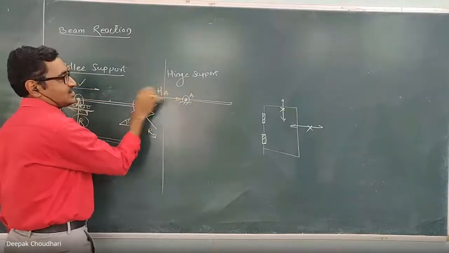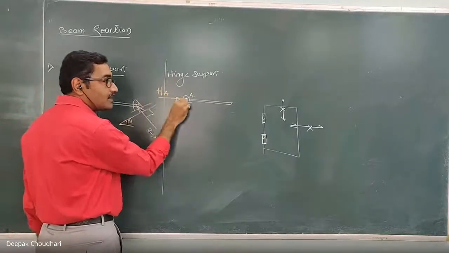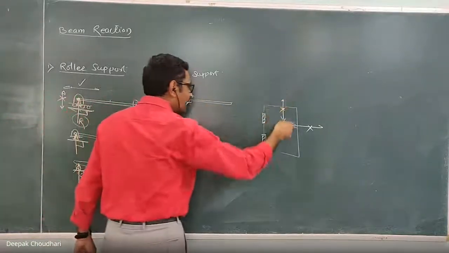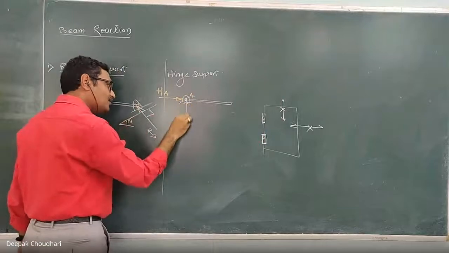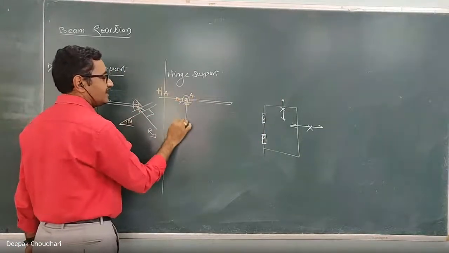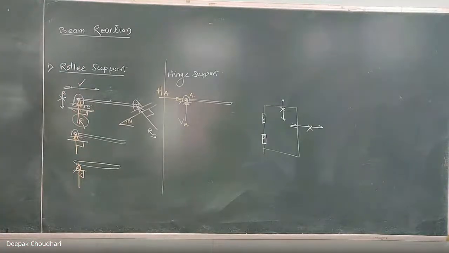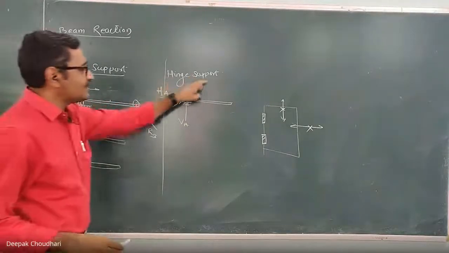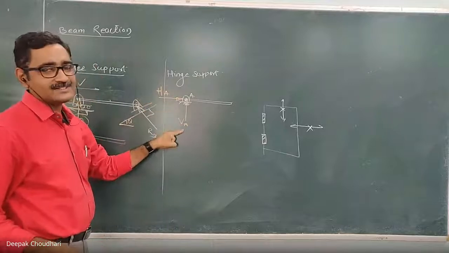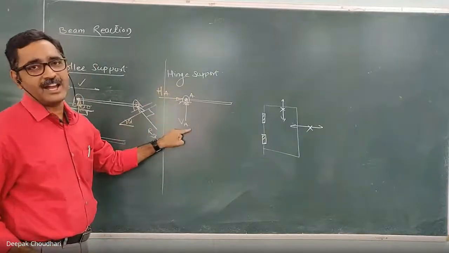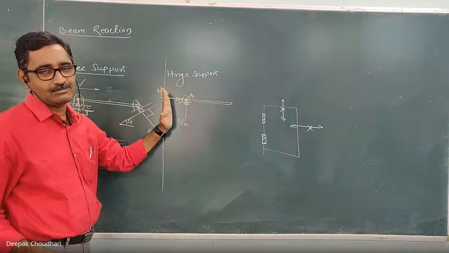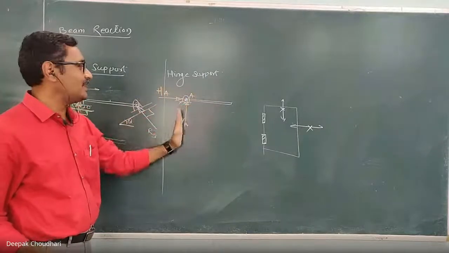Let us denote it as HA. H stands for the horizontal component. And since vertical motion is restricted, the reaction shall be a force in the vertical direction. This is the vertical component of the reactive force at point A. Okay, so at the hinge support, these are the two unknowns: the magnitudes of HA and VA. The directions of HA and VA are known. HA is the horizontal component, VA is the vertical component.